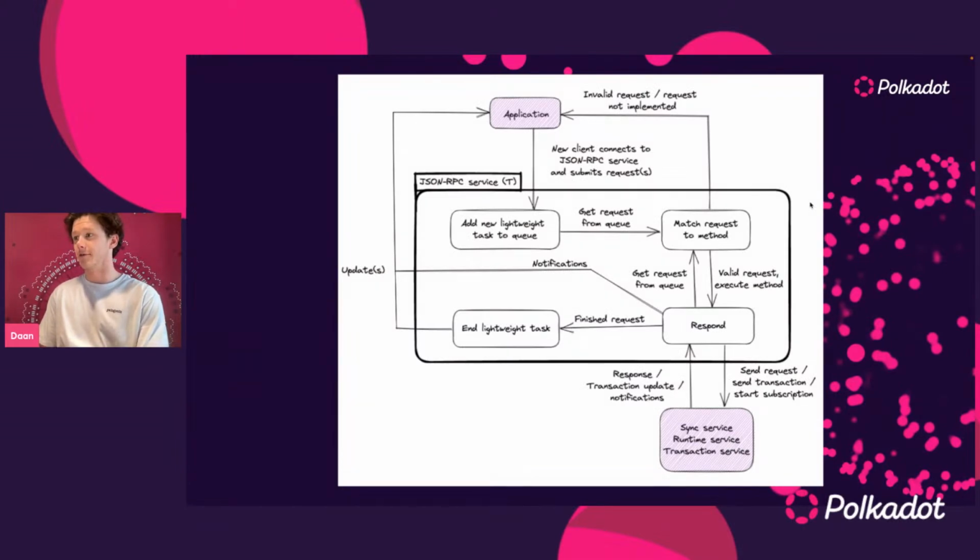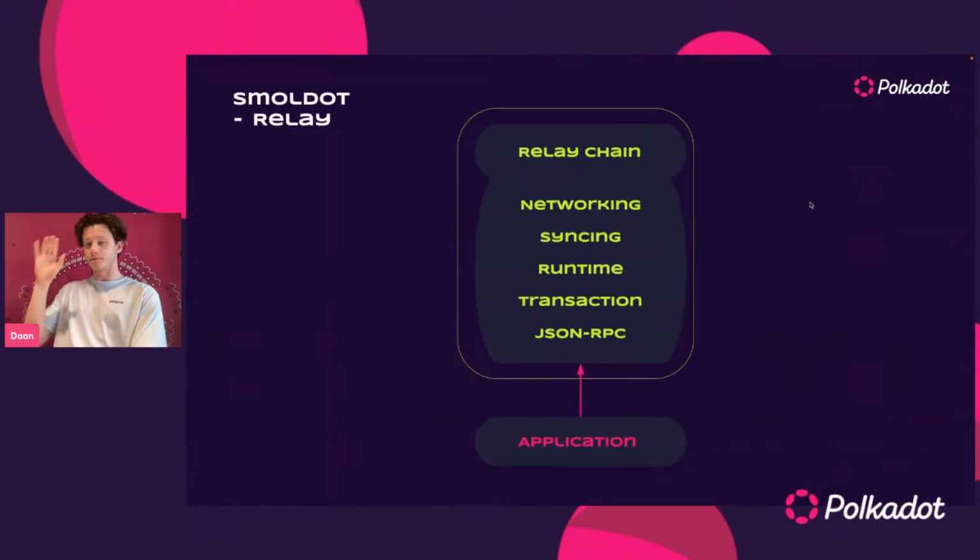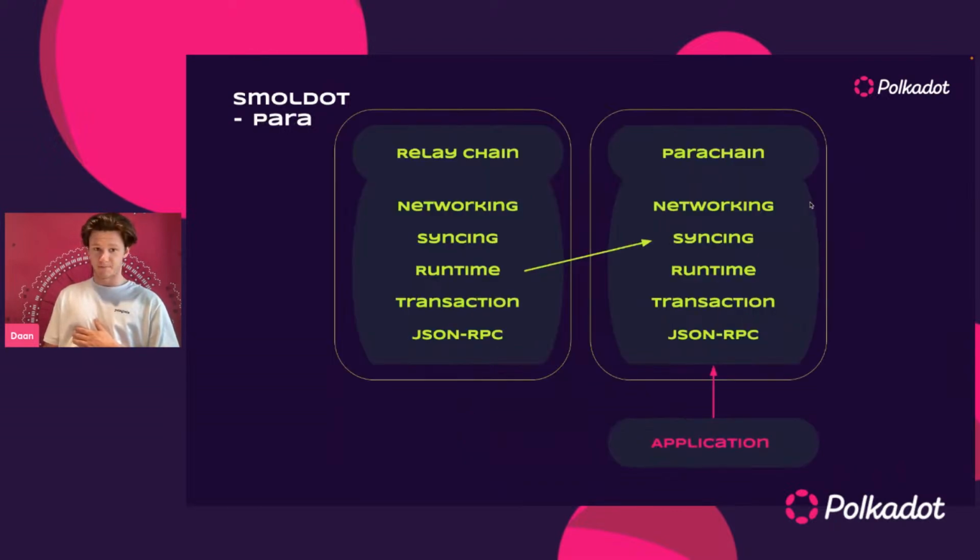So yeah, another diagram. A good mental model to have in your head right now, and this took me a while to get clear as well, is that if our application connects to Smoldot, or uses Smoldot to connect to Polkadot, to a relay chain or Rococo, whatever, it looks like this. Yeah, so all these services, etc. If we connect to a parachain, it looks like this.